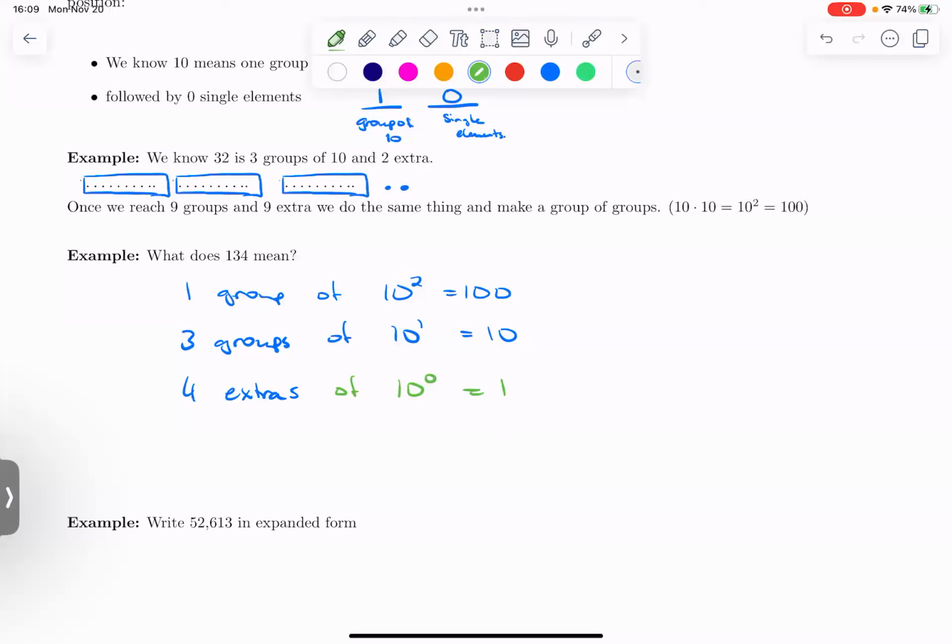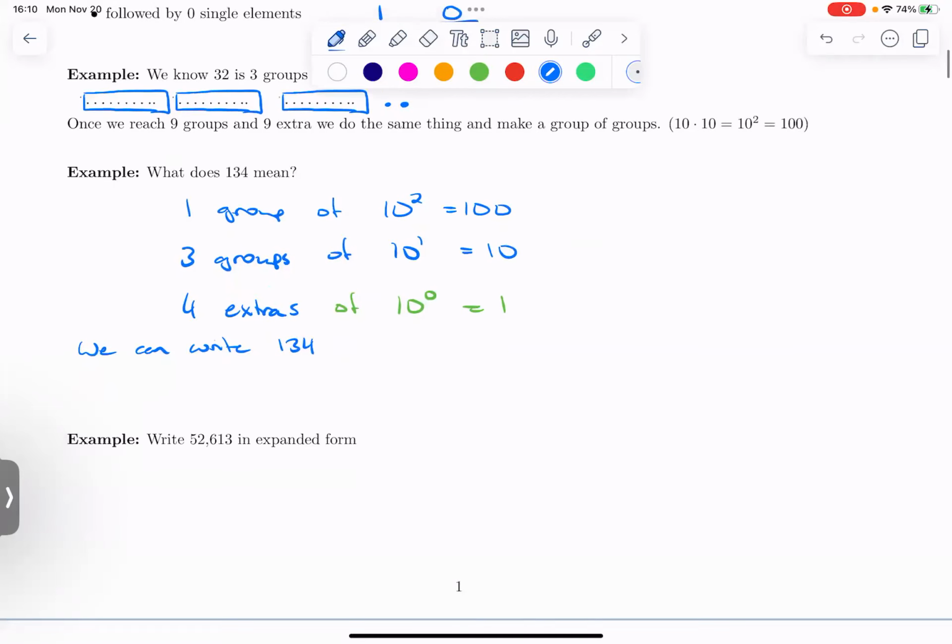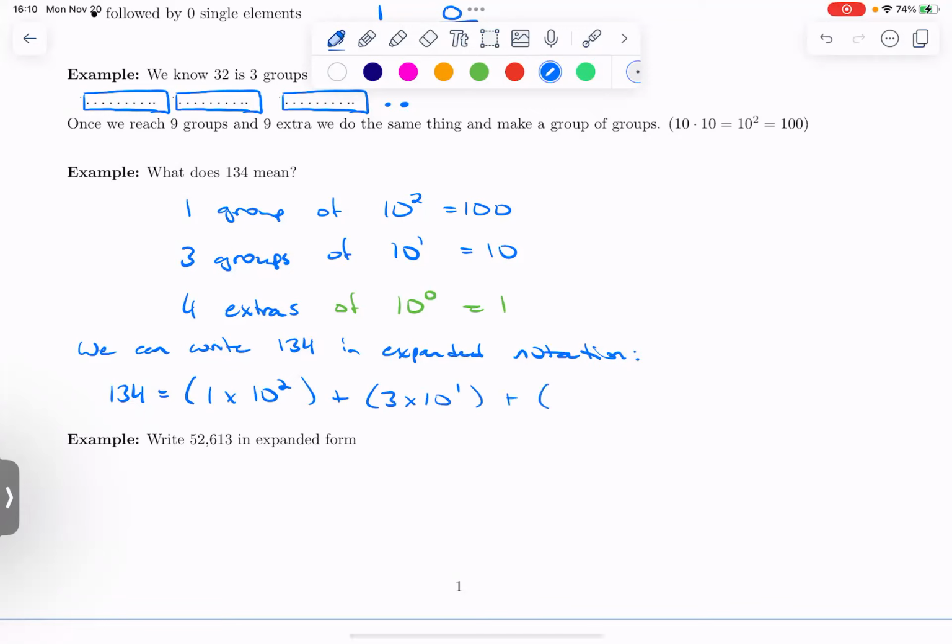So what we can do is use this and write 134 in expanded notation, which would look like this. 134 is the same as 1 times 10 to the power of 2 plus 3 times 10 to the power of 1 plus 4 times 10 to the power of 0, technically. Now you can drop that if you want, but I just want to emphasize that it's there.